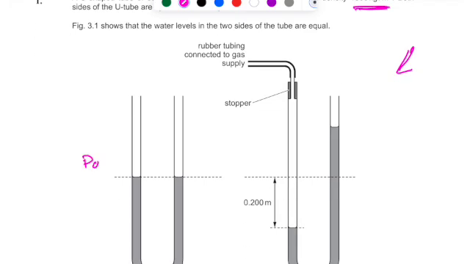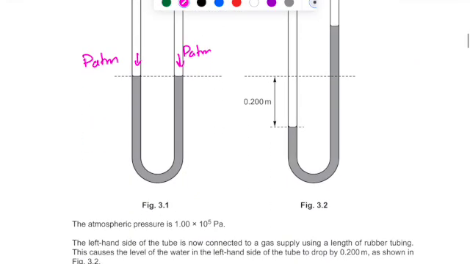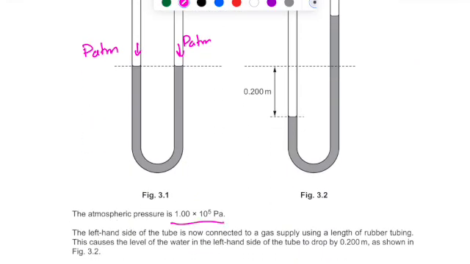So over here I have atmospheric pressure, and over here I have atmospheric pressure. Both are the same, so that is the reason they are at the same level. The atmospheric pressure has been given as 1 times 10 to the power of 5 pascals.